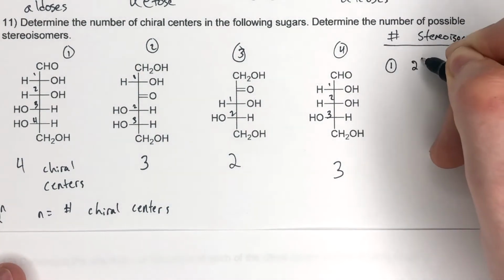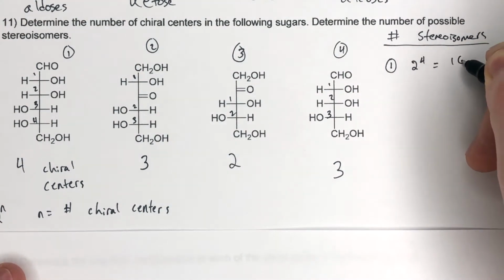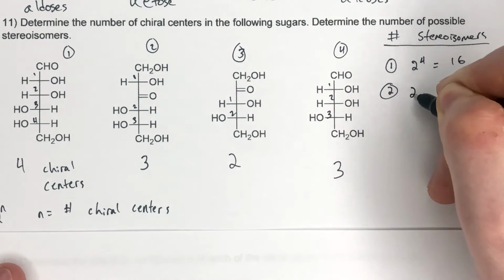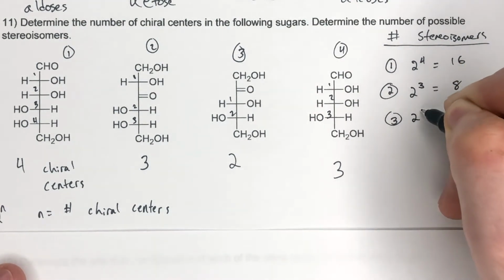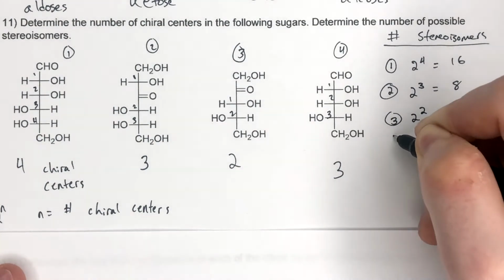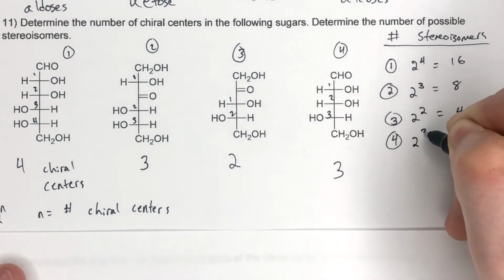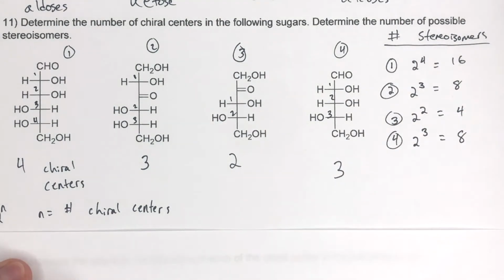Molecule 1 is 2 to the 4, which is 16. Molecule 2 is 2 to the 3rd, which is 8. Molecule 3 is 2 squared, which is 4. Molecule 4 is 2 to the 3rd, which is 8.